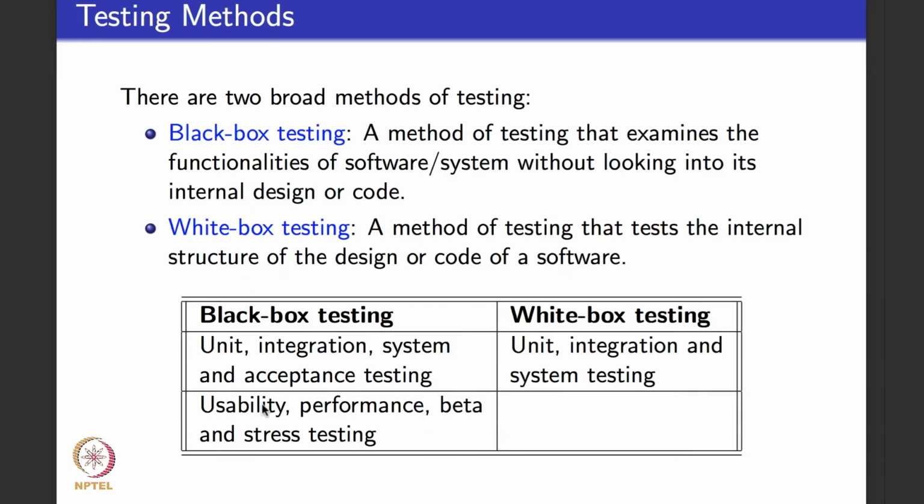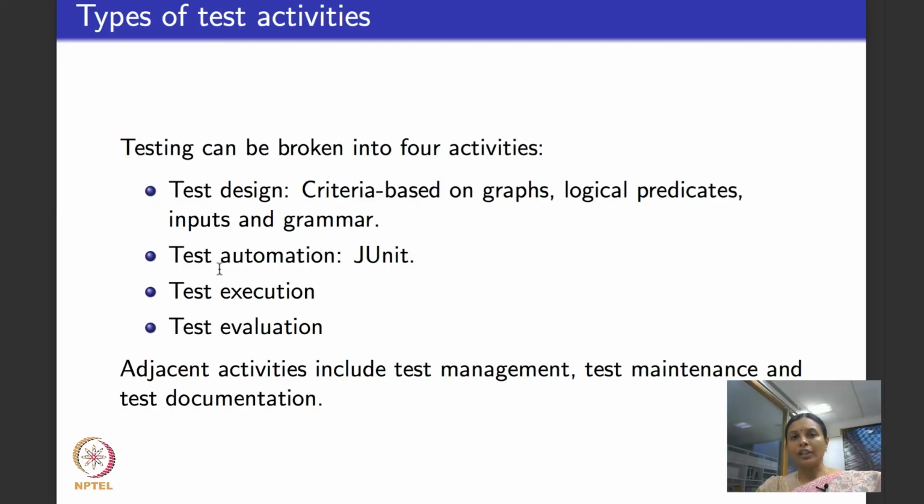I'll tell you a bit of GUI but not the rest. We also discussed types of test activities. You begin with test case design followed by automation, execution and evaluation. What did we do in the course as far as types of activities are concerned? We focused a lot on test case design, basically criteria-based test case design, and I told you how to do automation and execution using the tool called JUnit, which applies for Java programs.